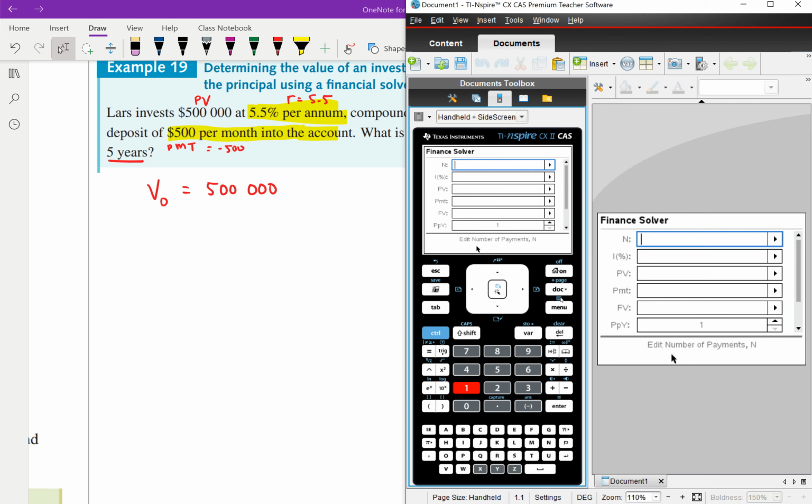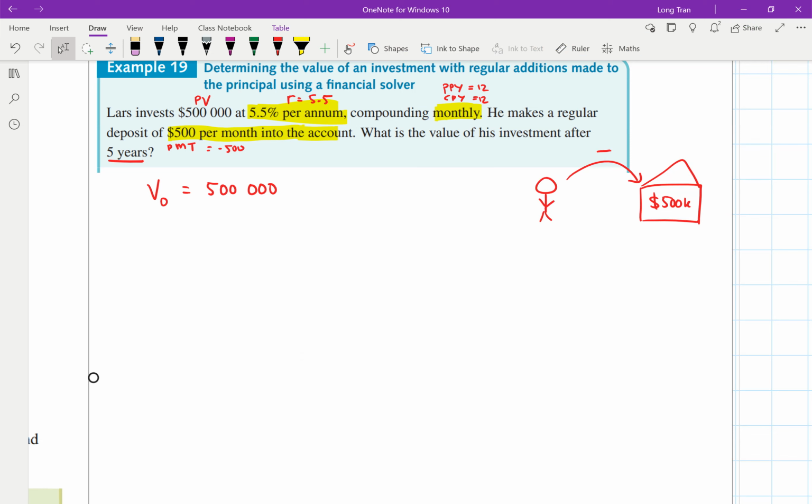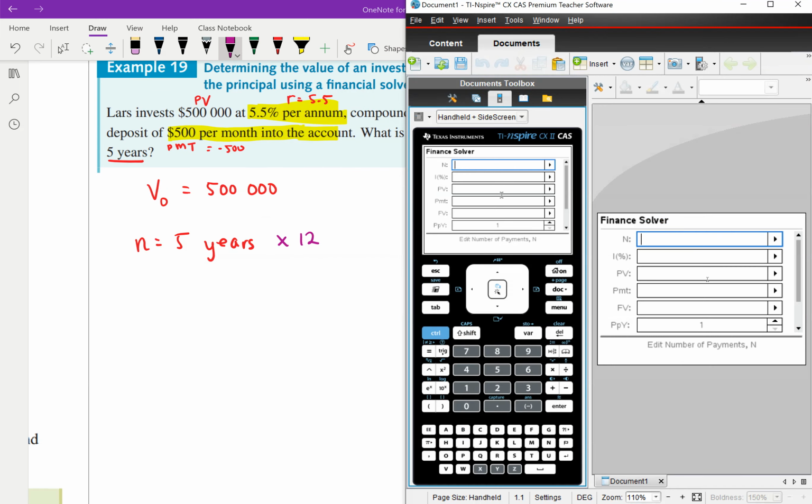Okay, cool. Going all the way back to N, they said N was 5 years. But remember, we're compounding monthly, so each year there are 12 payments. That's why we have to multiply the number of years by the number of times we compound, which is 12. We know it's 60, but we can just write 5 times 12 and it'll calculate 60. Remember to press the tab button to move around.